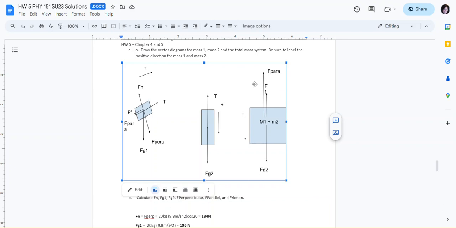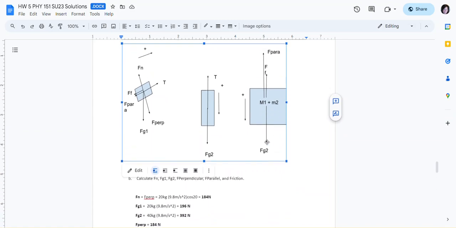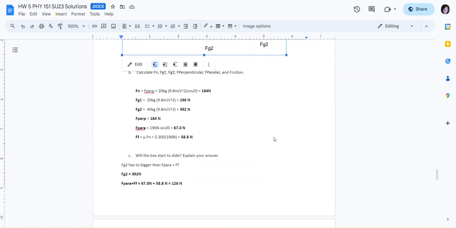Those are slowing it down, and Fg2 is what's causing it to move. So the net force for that would be Fg2 minus F parallel plus Ff. So to determine if this is going to accelerate, you would want to know if Fg2 is bigger than Ff and F parallel added together. If it is, then it will accelerate.